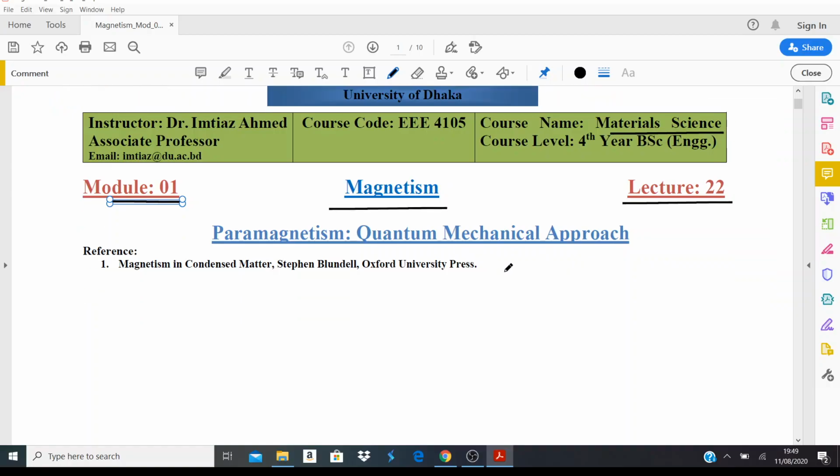Today we will see how paramagnetism can be modeled in terms of quantum mechanical consideration. And the reference for this lecture is the standard textbook on magnetism from Stephen Blundell. The title is Magnetism in Condensed Matter from Oxford University Press.